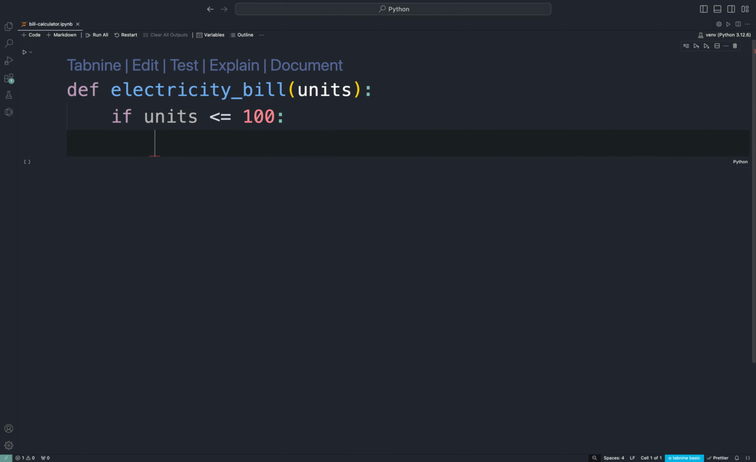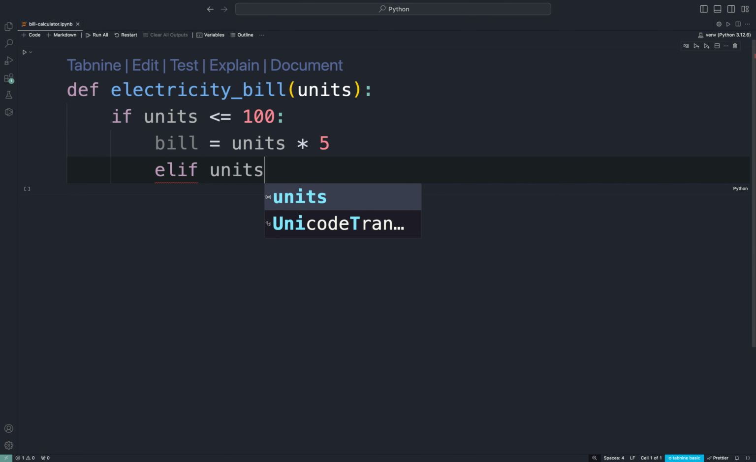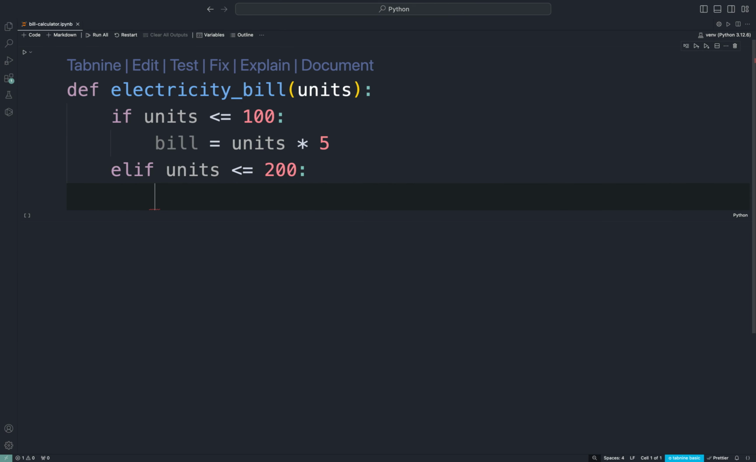If the total units consumed are 100 or less than 100, then it calculates the bill by multiplying the units by 5 rupees. And if the units consumed are more than 100 but less than or equal to 200, then the program calculates the cost of the first 100 units at 5 rupees per unit, then calculates the cost of the remaining units above 100 at 10 rupees per unit, and then adds these two costs to get the total bill.